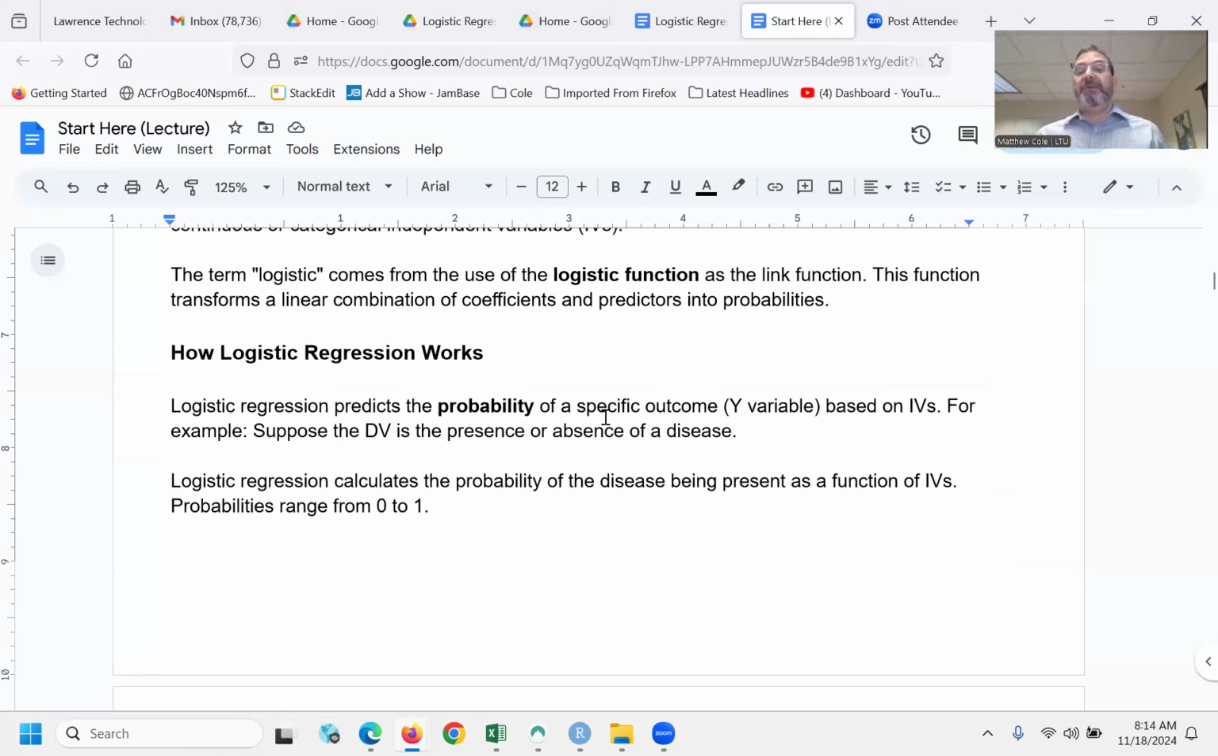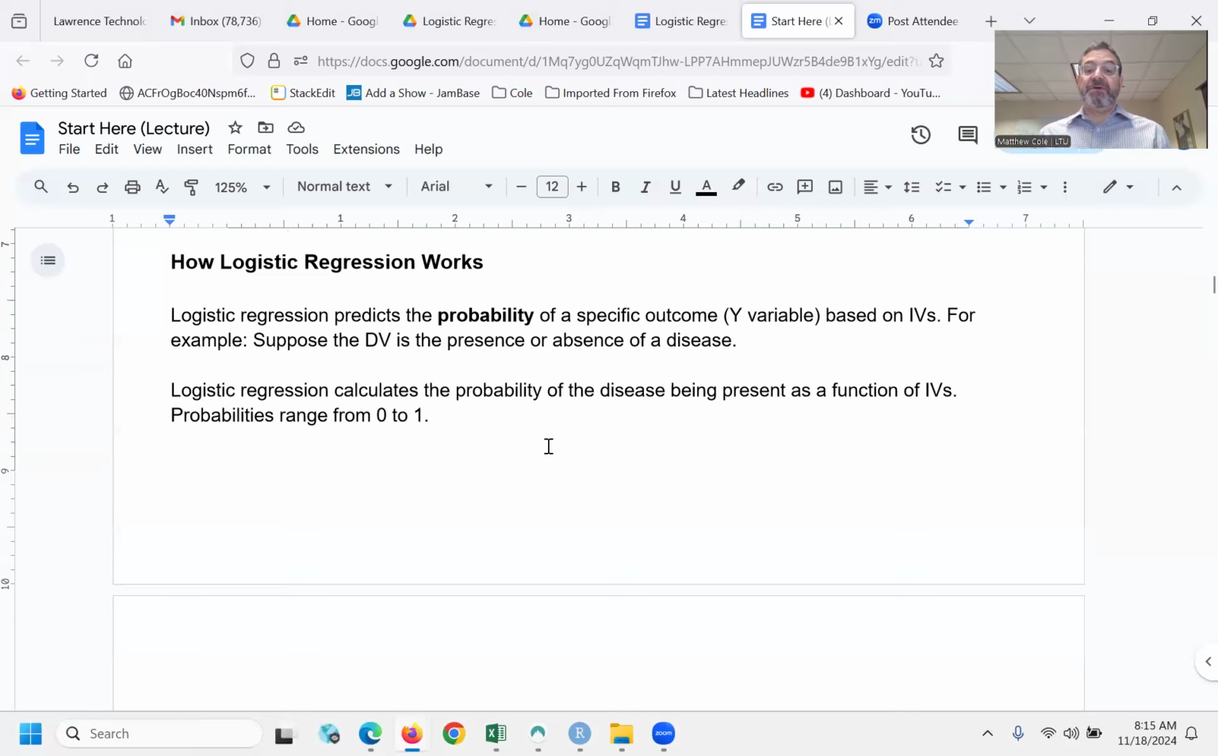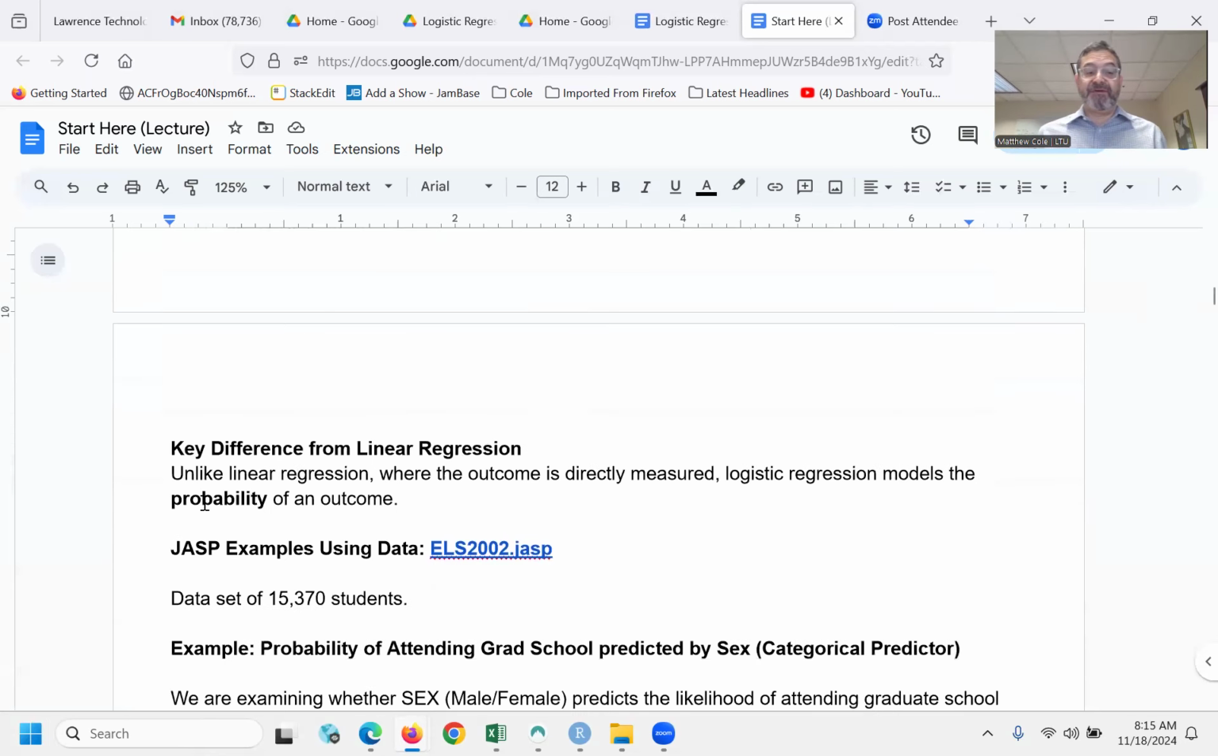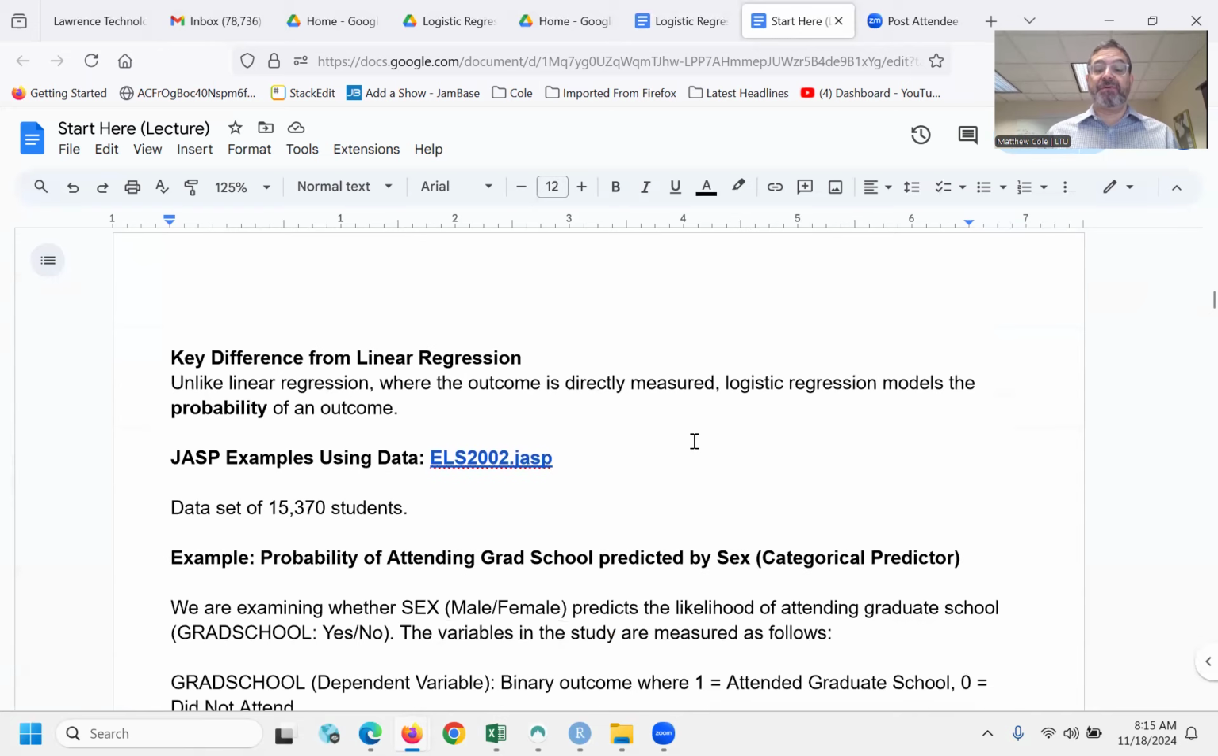For example, let's suppose that the dependent variable is the presence or absence of a disease. So logistic regression calculates the probability of the disease being present as a function of the independent variables, and the probabilities, because probability goes from 0% to 100%. So when we turn that into numbers, it's 0 to 1. All right, so the key difference is that unlike linear regression, where the outcome is directly measured, logistic regression is modeling the probability of an outcome.